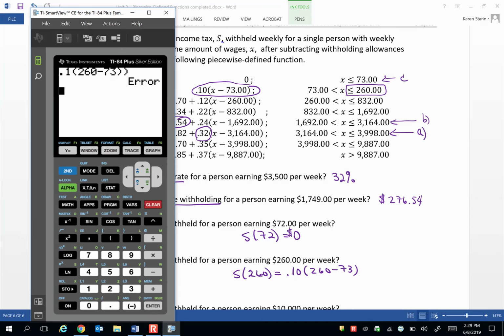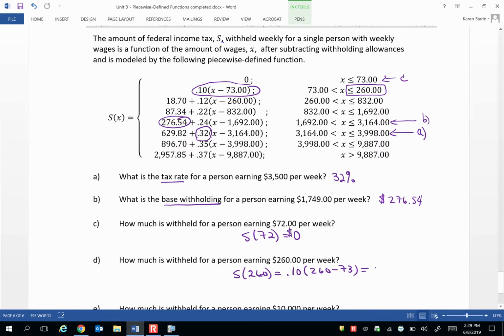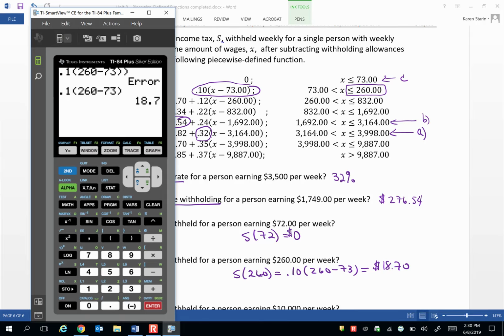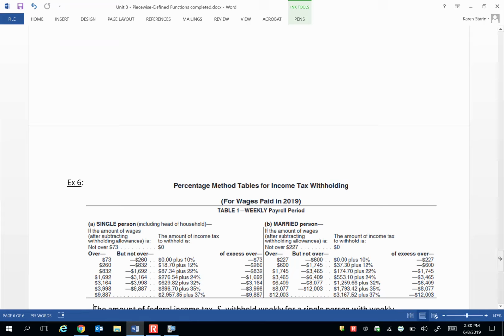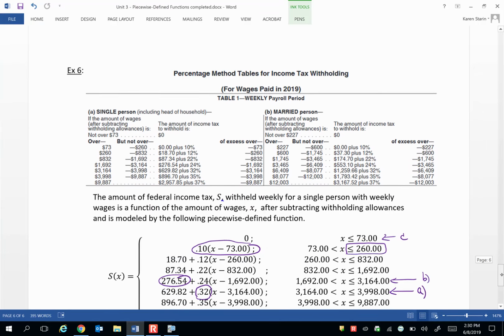Oops, made a little mistake there. Delete that second parenthesis. There we go. So $18.70. Make sure that's what I saw. Yep, that's right. Okay, now let me move this screen down a little bit. Sorry about that.